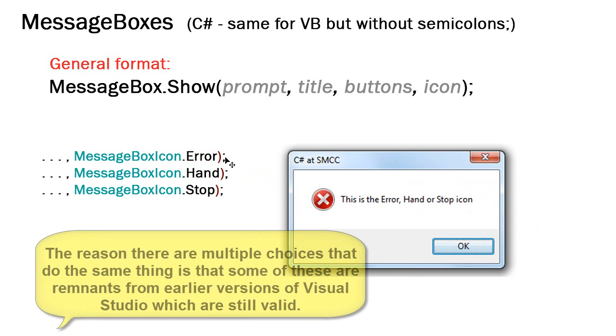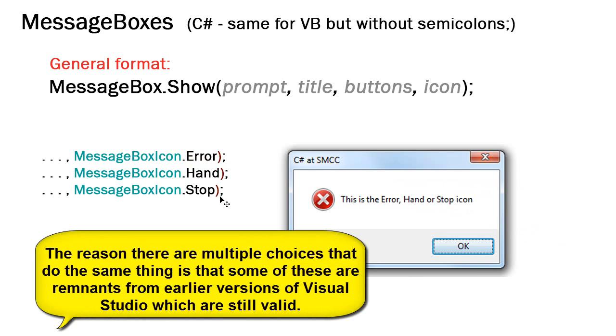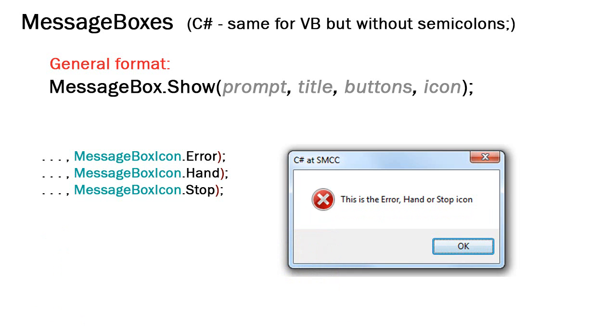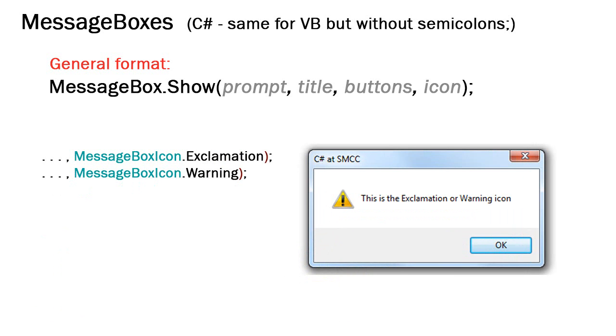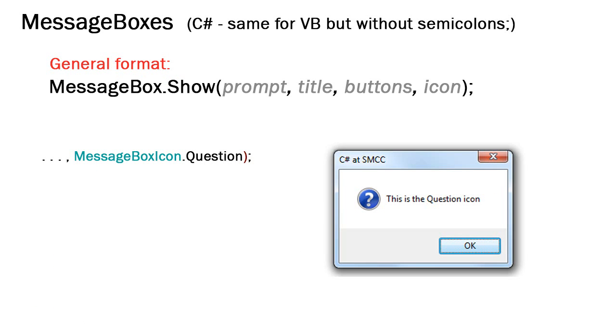I also have a choice of either .error, .hand, or .stop, and all three of those give me an icon of a red circle with a white X inside of it. We have a choice of either .exclamation or .warning, and both of those give us a yellow triangle with a black exclamation mark. And then finally we have a choice of .question, which gives us a blue circle with a white question mark.